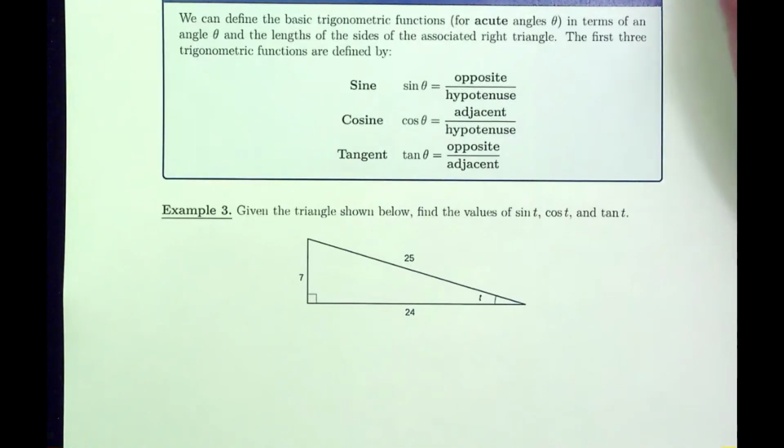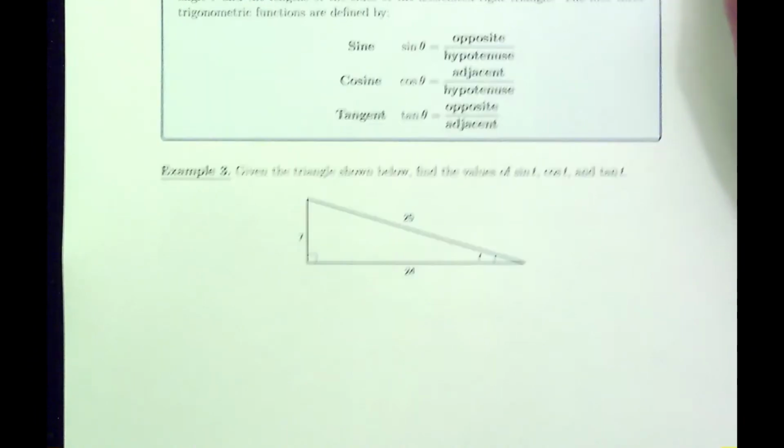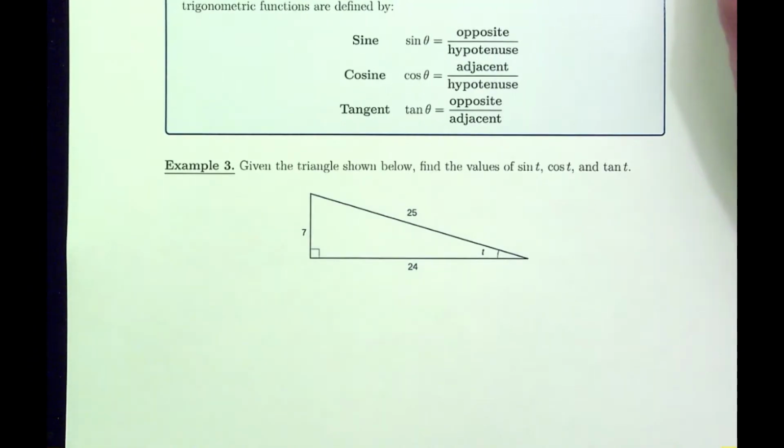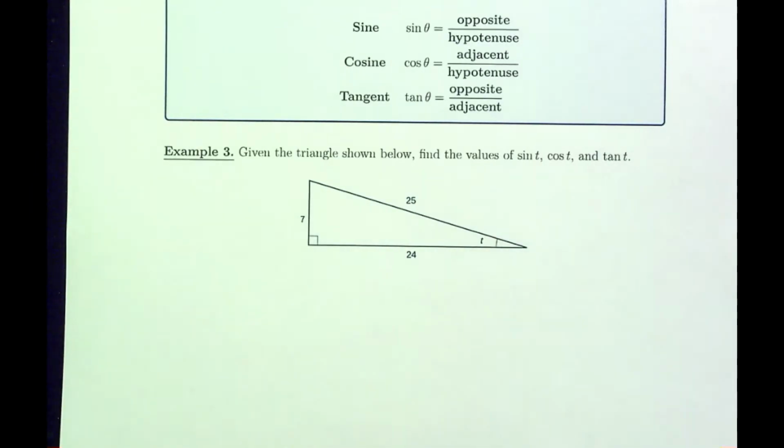Given the triangle shown below, find the values of sine of t, cosine of t, and tangent of t. So here's the angle t, and that's our triangle. Because that's a right triangle, it's just a matter of remembering SOHCAHTOA, that's all.